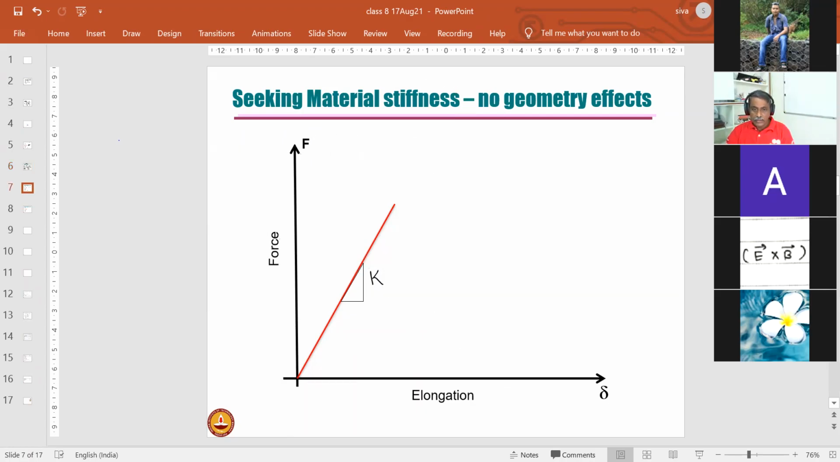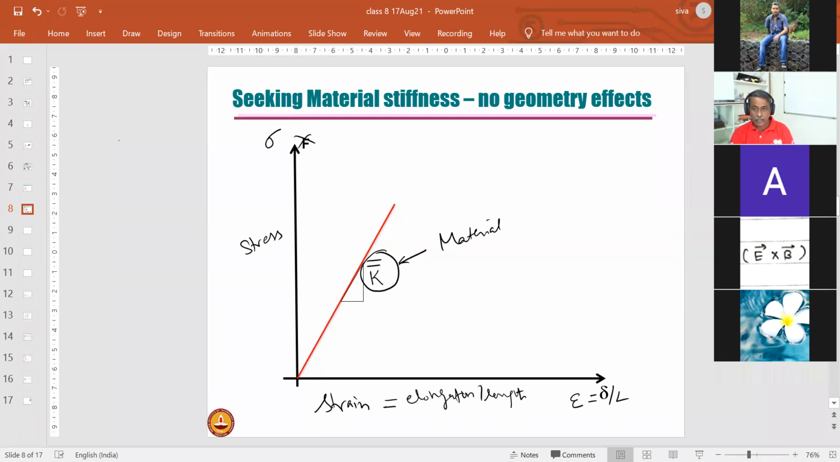And therefore, what I'll do is, I'll now say elongation per unit length, this is what I will call strain. Okay. Delta by L. I'm going to use a symbol like this, epsilon, delta by L. And here I have already used stress. So I have a strain to stress. I had something like this. This is completely a material property.